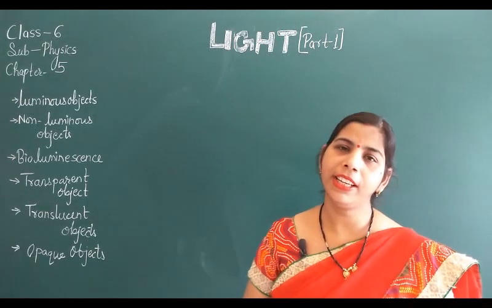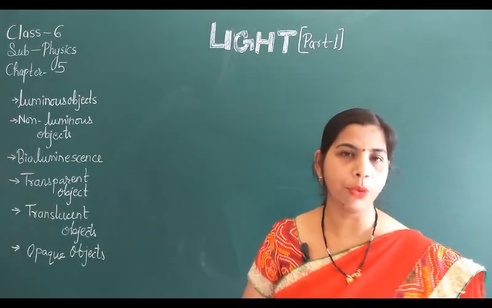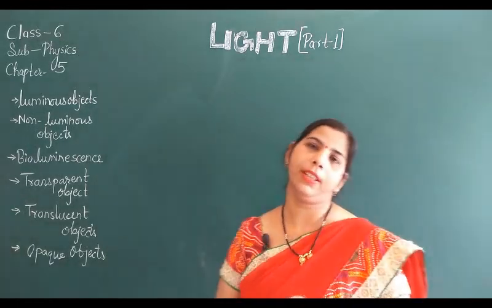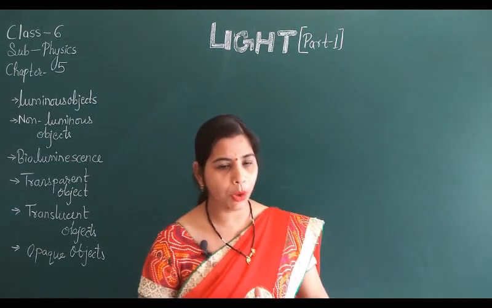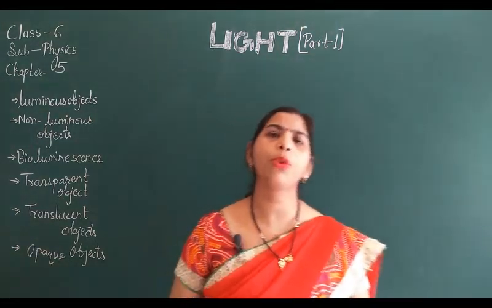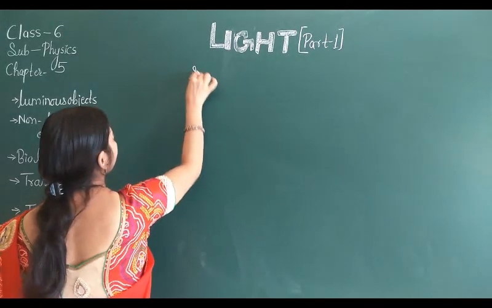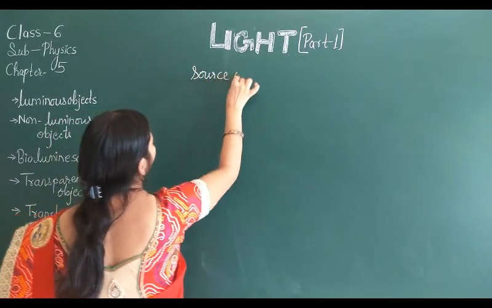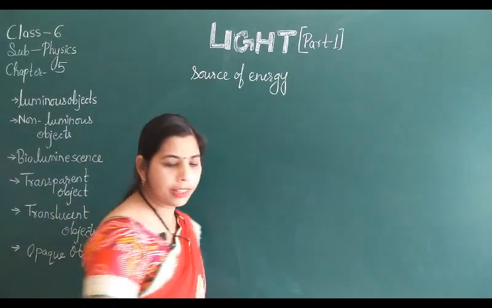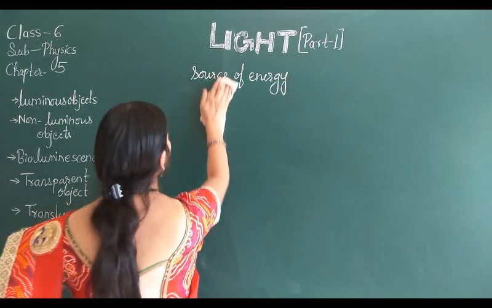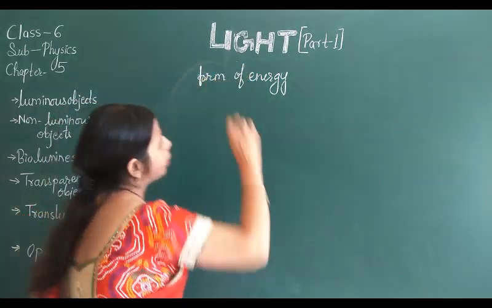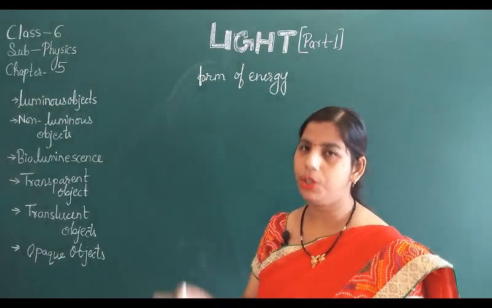This light is a very important term for you because you are all able to see because the light is there. That means light is very important. So what is light? Light is a source of energy. That means light is a form of energy. Simply you can say it is a form of energy which helps you to see the things around you.